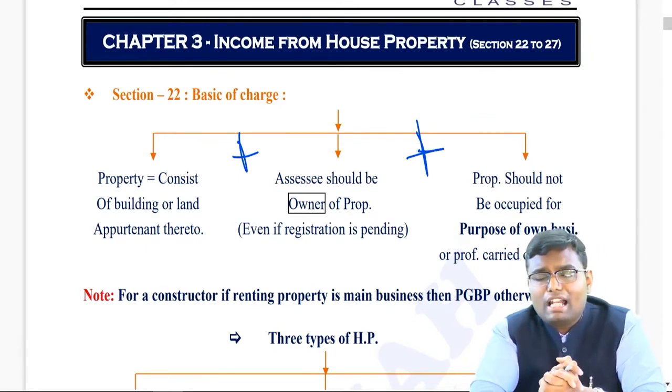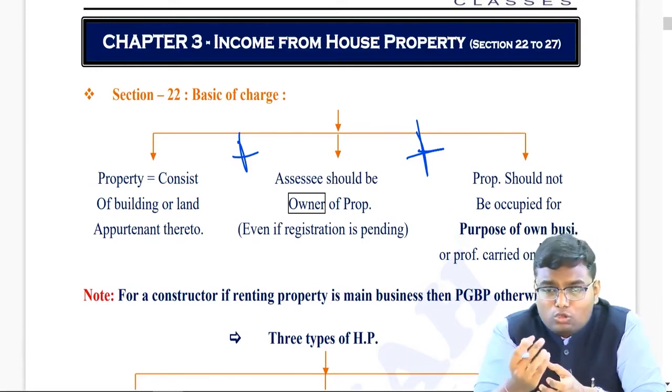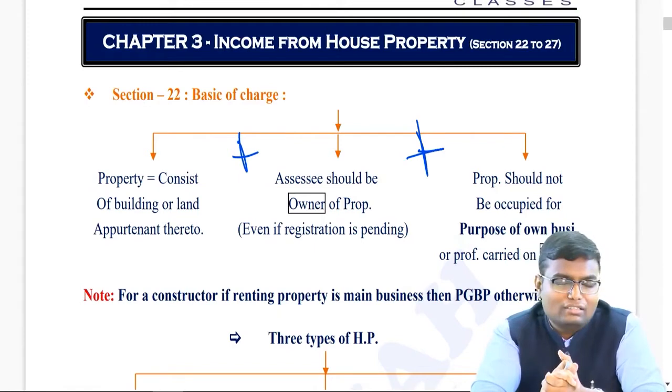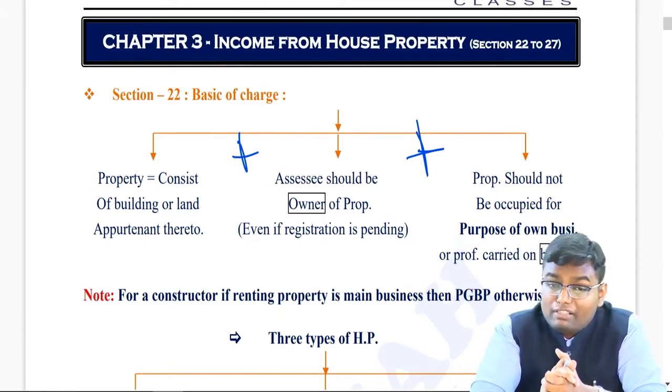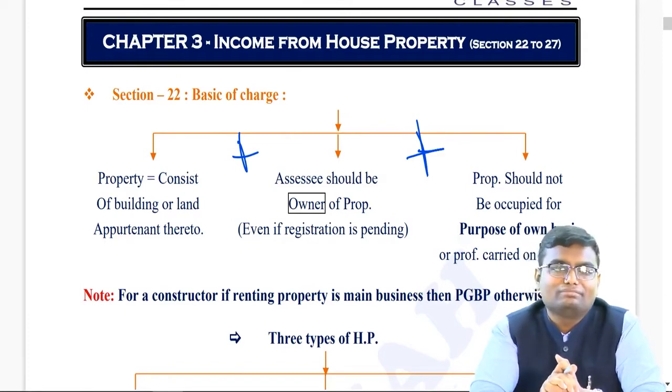Now the question arises, sir, if a builder or constructor is giving a property on rent, then what? See, you have to see what is the main business of the constructor. If the main business consists of only selling the house property, not giving it on rent, then rental income is taxable under the head house property. But if the main business includes giving the property on a rental basis, then that rent will be taxable in PGBP, not under house property.